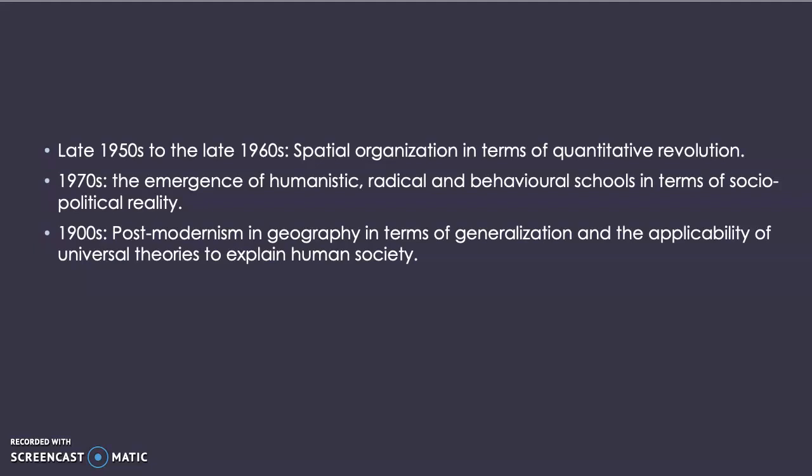In the late 1970s, there was an emergence of humanistic, radical, and behavioral schools based on different socio-political reality. So the humanistic approach talks about the behavioral change of human being and how a radical change influences understanding of social changes, social problems, etc. So these three schools are interconnected with each other regarding the social and political reality of a society.